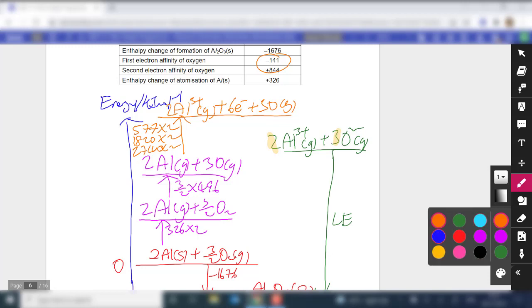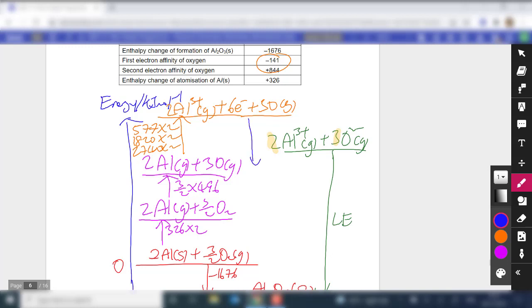So with that, we're going to try to link them up. I know that the length of the arrow doesn't really match the values, but it doesn't really matter, because at the end of the day, we will still be able to end up with the correct computation if we punch our calculators correctly. So we're going to go down negative 141 times 3. Then over here, we're going to end up with 2 Al3 plus gaseous plus 3 electrons plus 3O minus gaseous.